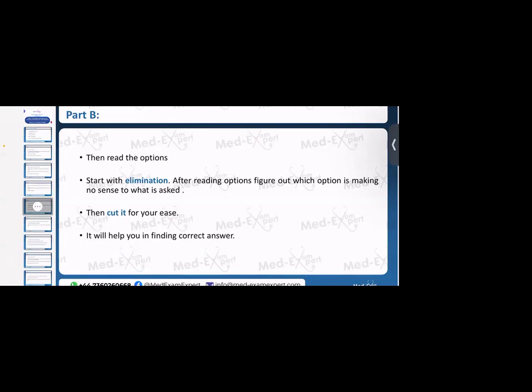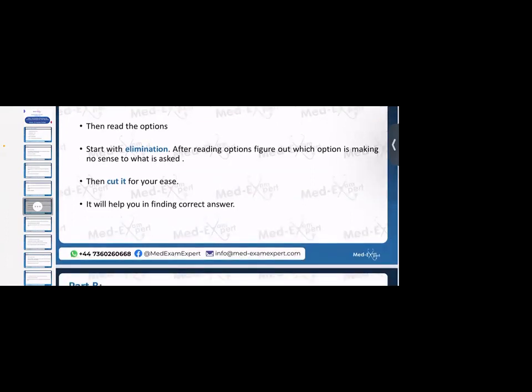You will easily find an answer without any hesitation, because if you don't try this method, you are always confused between 2 or 3 options for part B and part C.